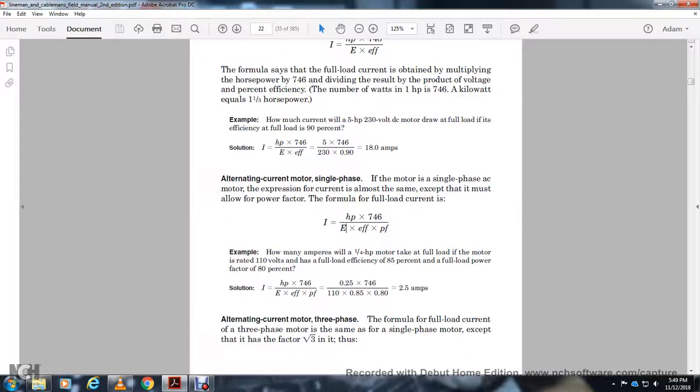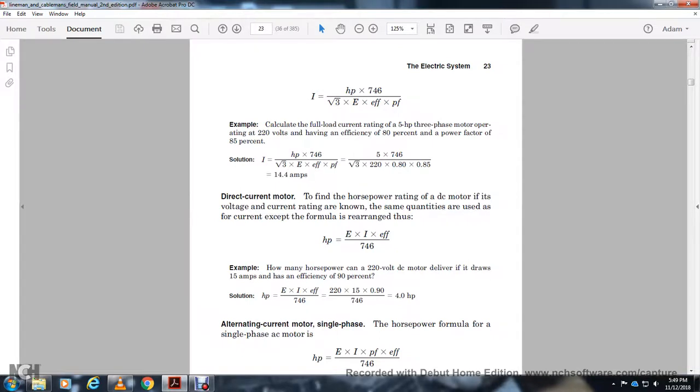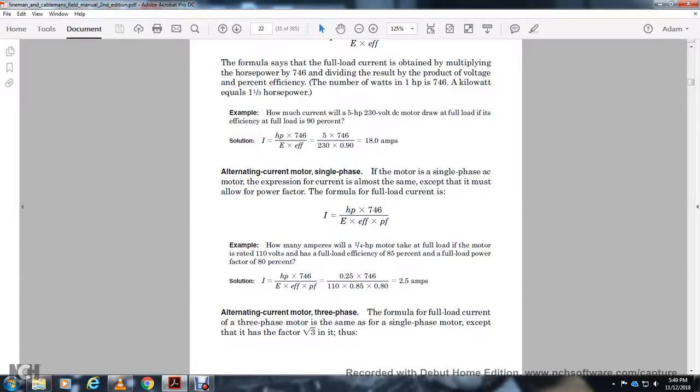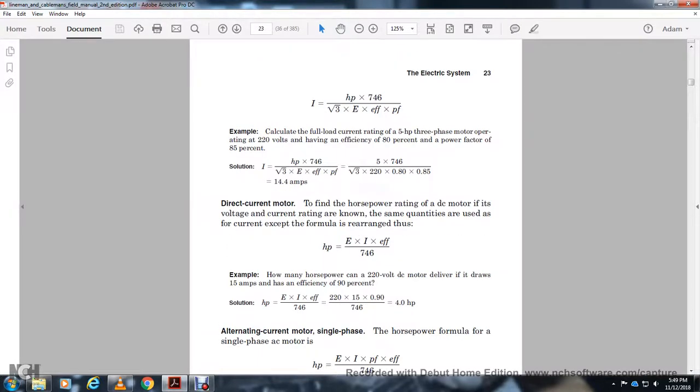Alternating current motor, three-phase. The formula for full load current of a three-phase motor is the same as for a single-phase motor, except that the factor is the square root of 3. The amperes equal the horsepower times 746 watts, over the square root of 3 times the voltage times the efficiency times the power factor, and you come up with the same solution, except divided by the square root of 3.